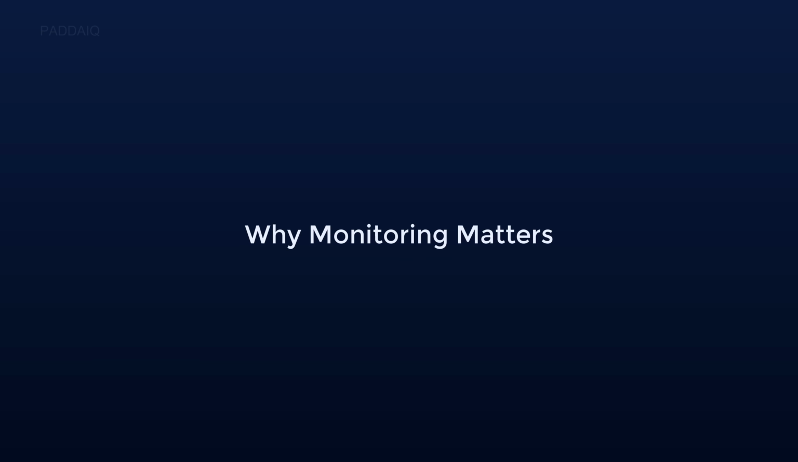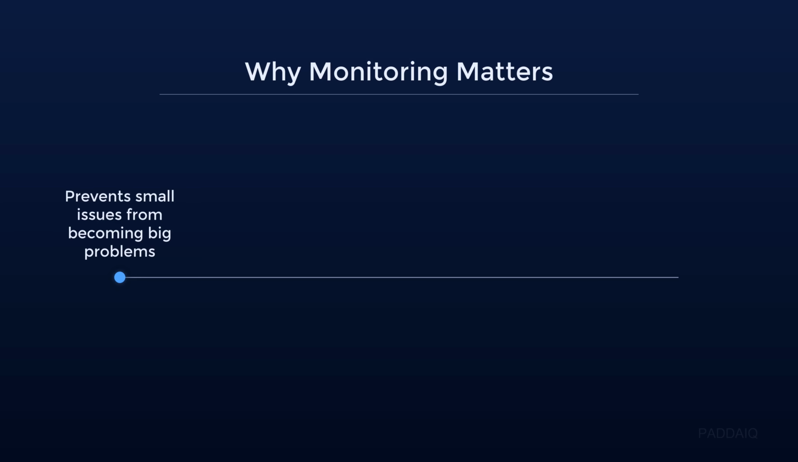Understanding the critical importance of monitoring prevents small issues from becoming big problems. This means catching errors early before they escalate. For example, a memory leak in an application can be detected when it uses slightly more resources than usual, allowing you to fix it before a system crash occurs. Proactive monitoring is essential for maintaining smooth operations.